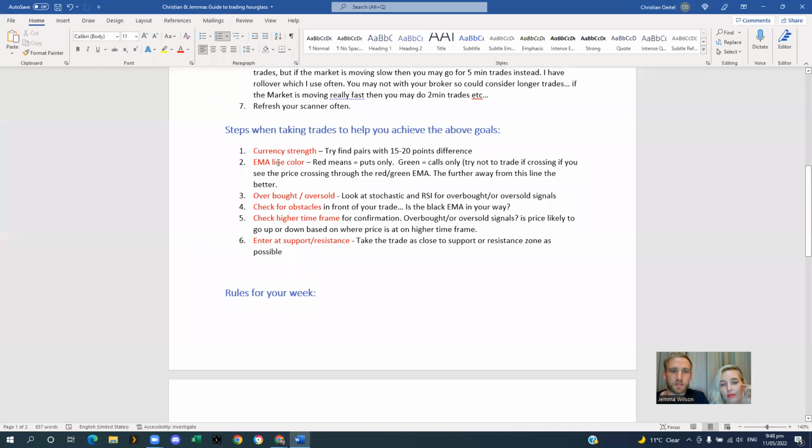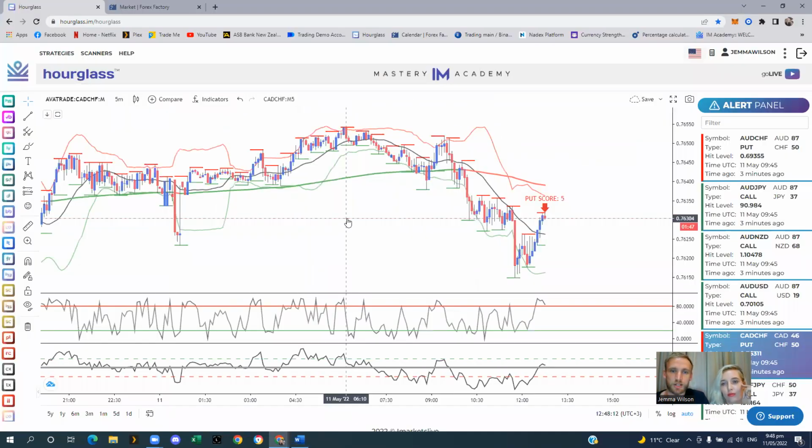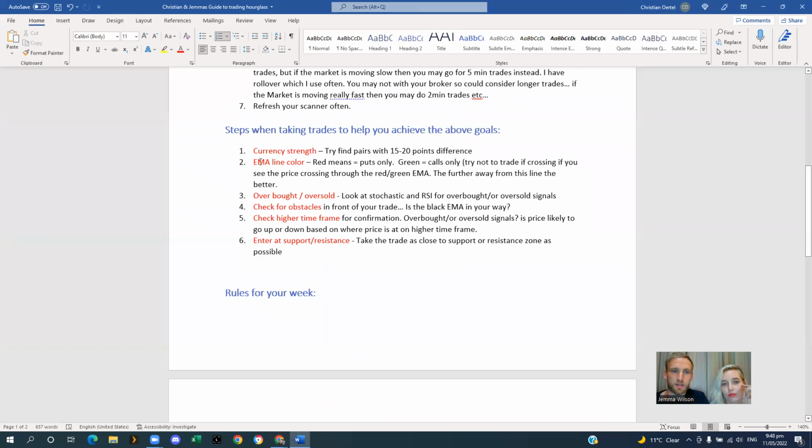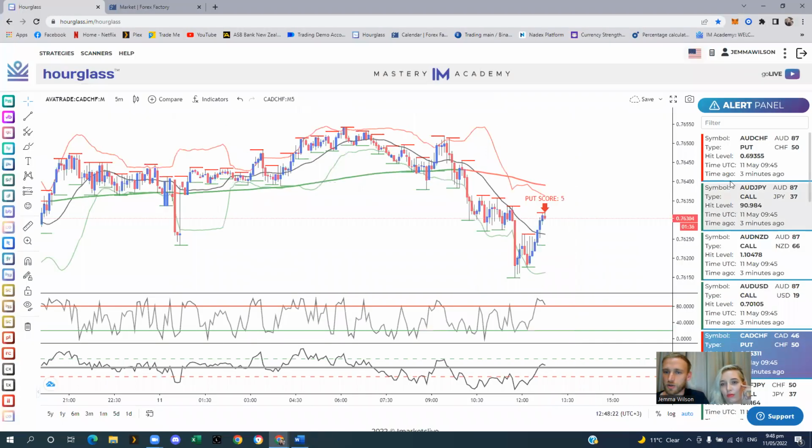The other thing that we want to do is the EMA color line, okay? Following these 2 steps together is really going to help ensure that you are trading with the trend. So for the EMA color line, red means you want to take puts only. Green means you want to take calls only. I'll show you that here.